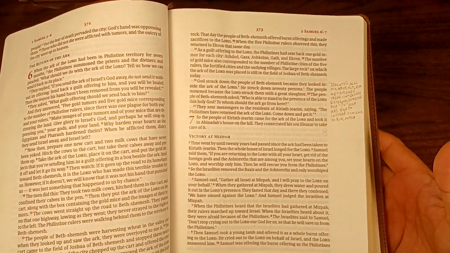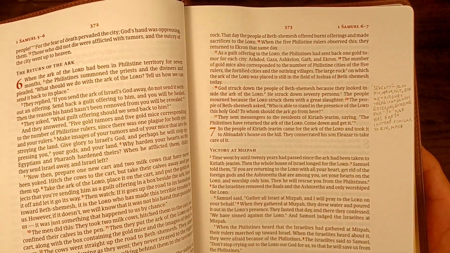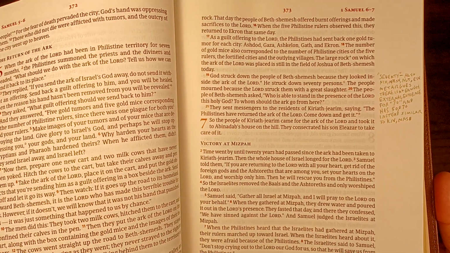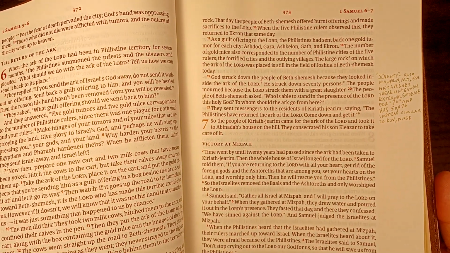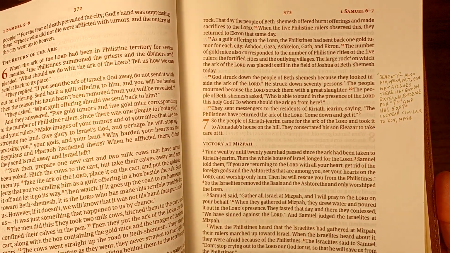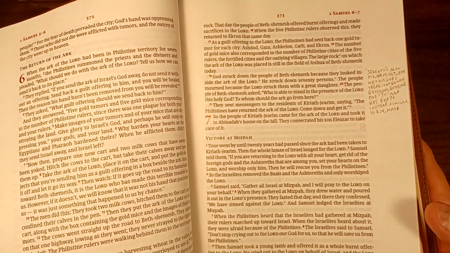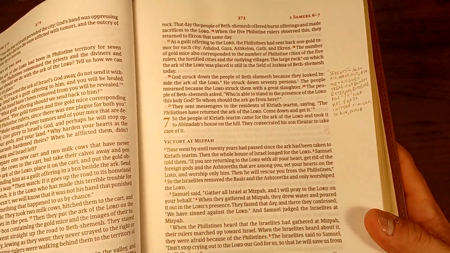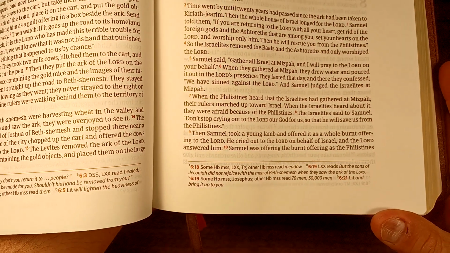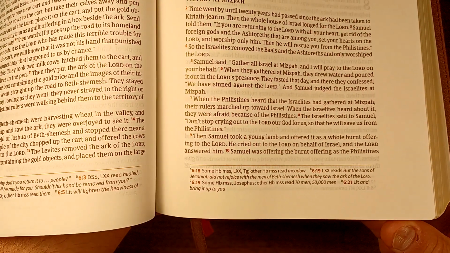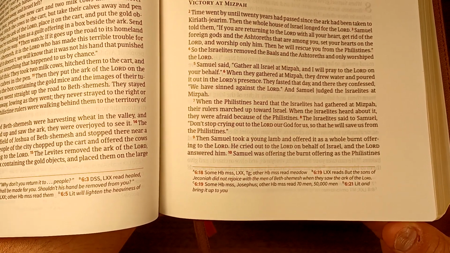The first verse we'll look at is 1 Samuel chapter 6, verse 19. And it says here, "God struck down the people of Beth Shemesh because they looked inside the ark of the Lord. He struck down 70 persons." This is in line with probably most modern translations to say that it was 70 people. However, they note in the footnotes that this is based on some Hebrew manuscripts. Josephus and other Hebrew manuscripts read 70 men, 50,000 men.